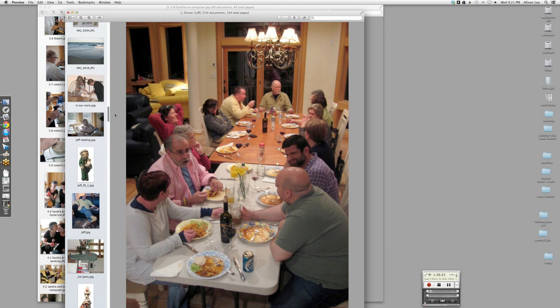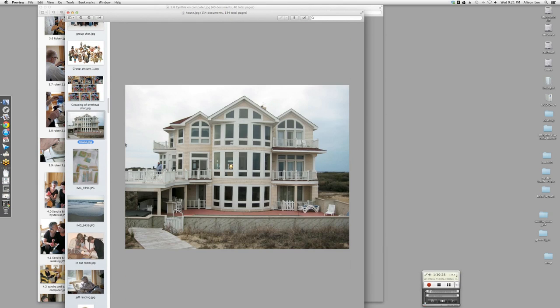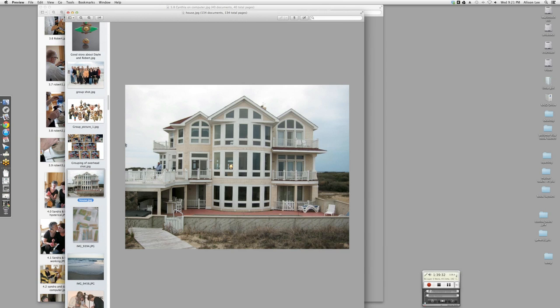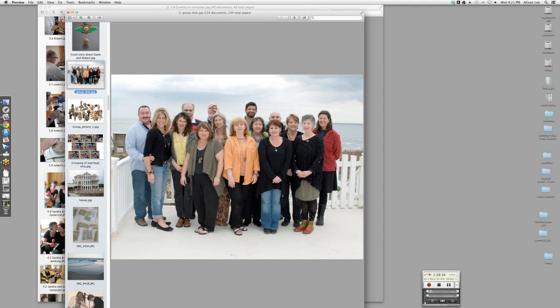So, well, let me just show. Here was the house where it all took place. How lovely is that? And it is beautiful. Here is the group once again. It really did rain every day, except for the last day. That was perfect, it keeps you focused inside.